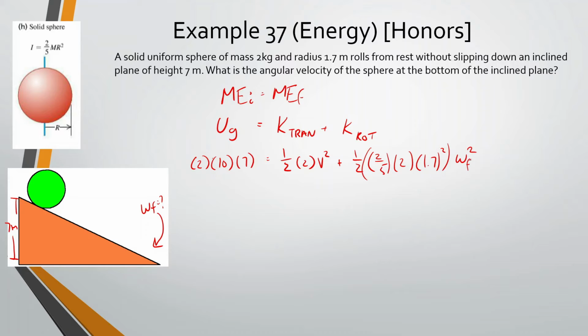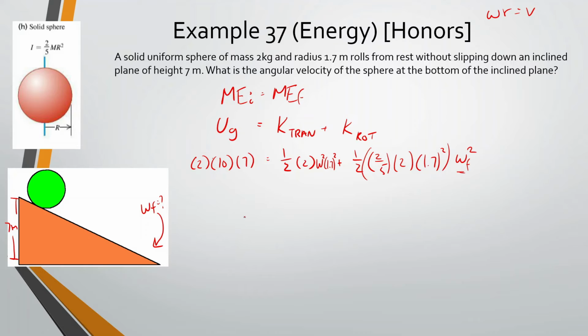Now for this one, since what we're looking for is omega final, however, we don't know what v is. So again, we want to look at that same equation. We know omega R equals v. But this time we want to substitute v with omega times R. So I'm going to change this v squared, and I'm going to make this omega times R, which is 1.7, and this is both squared.